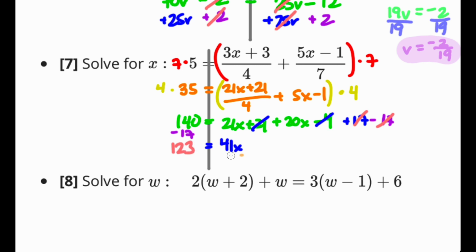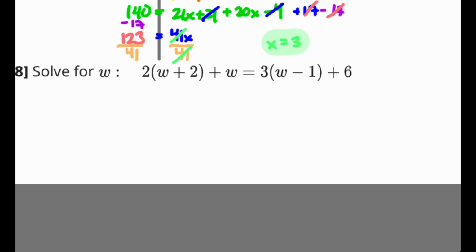Okay, from here we're going to divide both sides by 41. And we have x is equal to 3 as the final answer, because that and that cancels. X is going to be by itself. X equals 3. All right, onward we go.